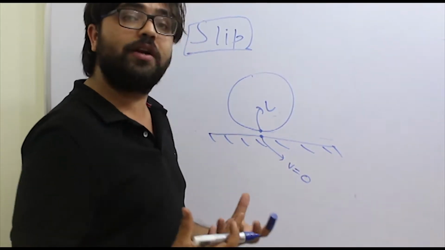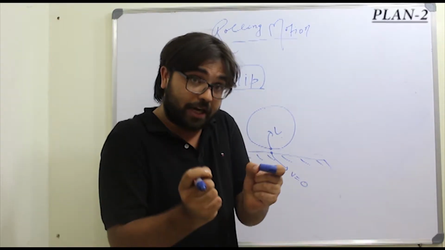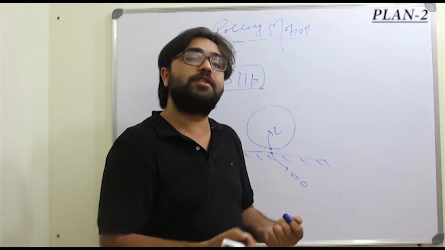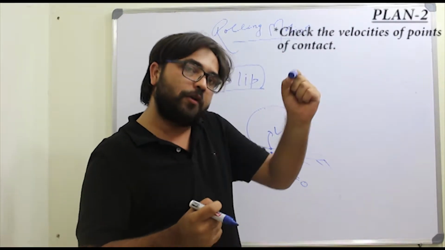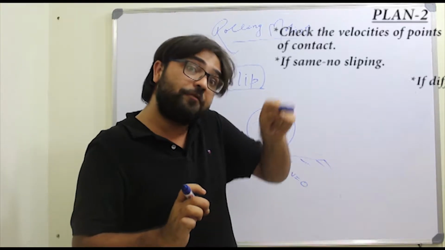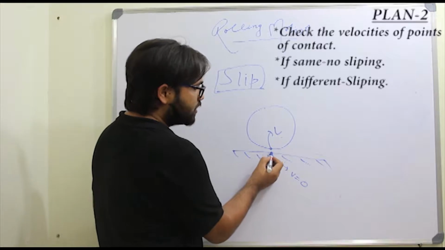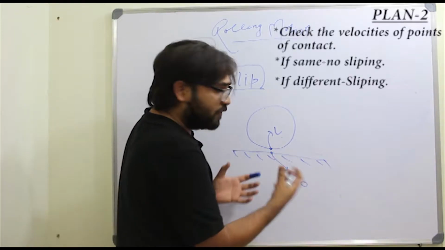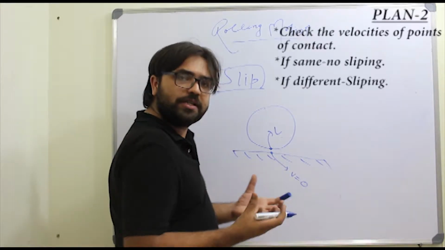So now you understand the meaning of slipping. Whenever you have to check if things are slipping over each other or not, what are you going to do? You are going to check the velocities of their points of contact. If they are the same, they are not slipping over each other. If they are different, it means they are slipping over each other. And you can understand it: if this is at rest, and this point has some velocity, it means this point is moving with respect to this point. That's why we said that.